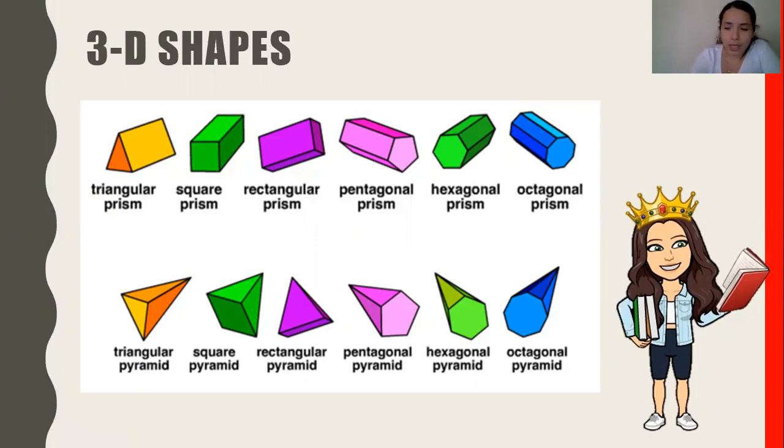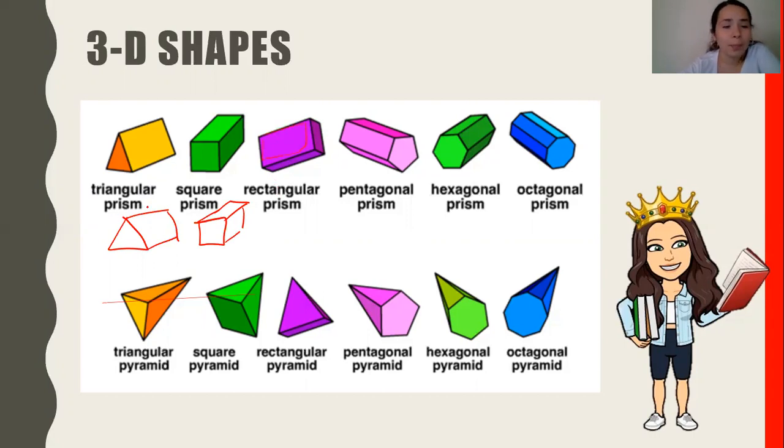So these are 3D shapes. The difference between 3D shapes and a regular shape is, for example, this is a triangular prism. A triangle is usually just flat, but the 3D shape is something like a triangular prism, where they add the 3D part. This one is a square, but then you make it a square prism by adding depth to it. Notice this is a rectangular prism.